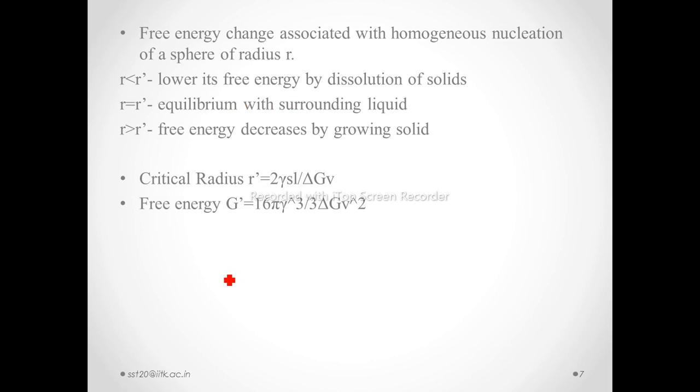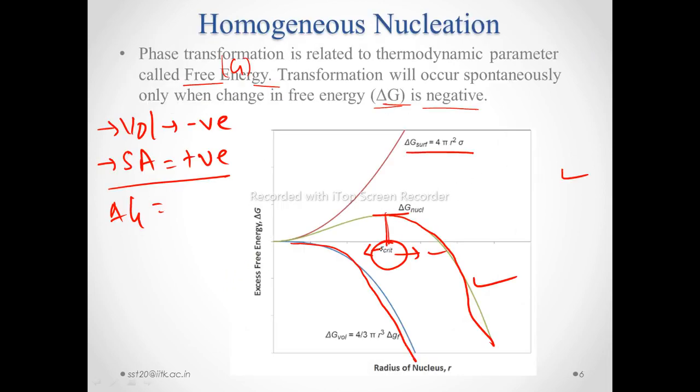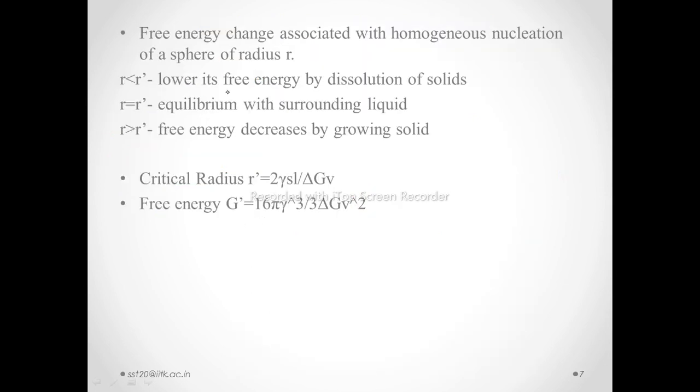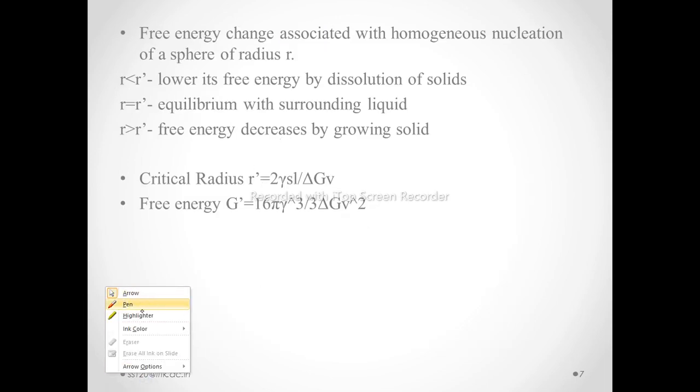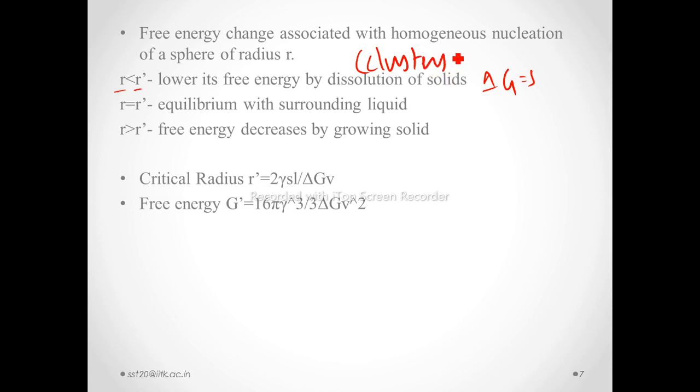So as we know, if the nucleus that is formed in the liquid has a radius R which is less than the critical radius, then the overall Gibbs energy can be reduced by dissolving the solid which is formed. That is called a cluster.